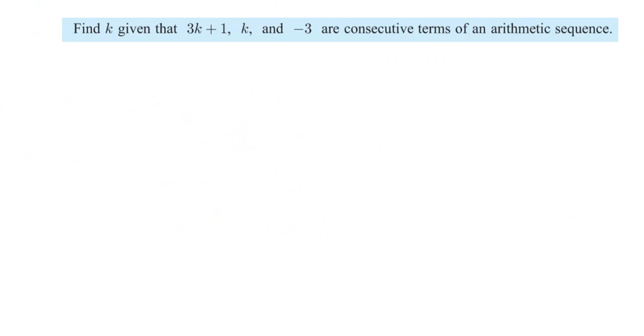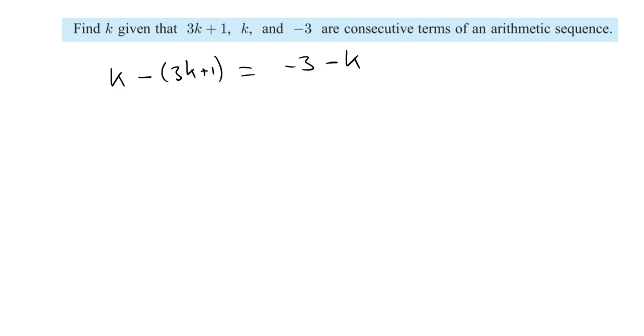So let's read this one very carefully and see what happens. Find k given that 3k plus 1, k and negative 3 are consecutive terms of an arithmetic sequence. So if these terms are consecutive, that's going to mean that there is the same difference, d, between each of the terms. So if I was to do the same trick as last time and to take the second term minus that first term, it's going to be the same as if I did negative 3 take away k, the third term take away the second term. Both of those are equal to the common difference, so therefore they're both equal to each other.